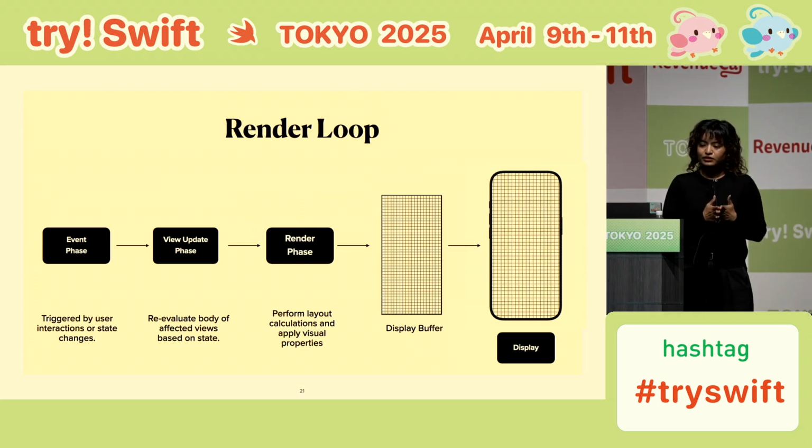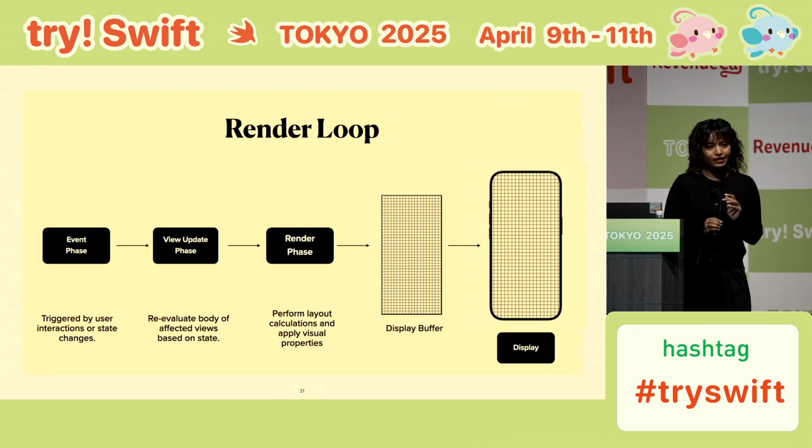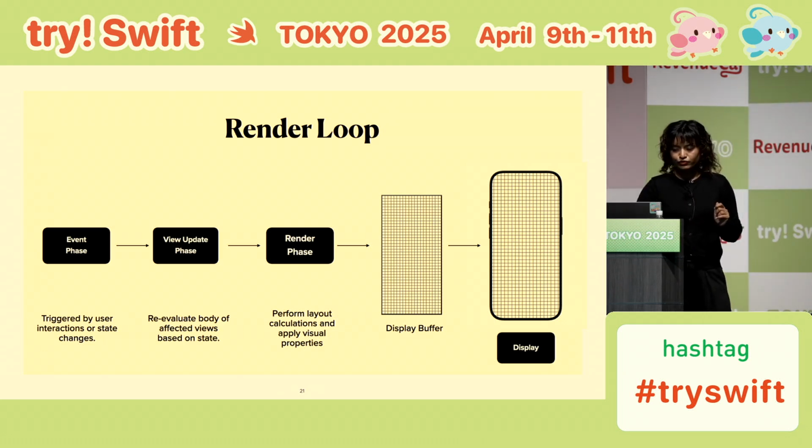This phase is where GPU takes the display buffer and executes all the drawing commands. It's converting the pixel data from the display buffer into final visual output for users to see. Right, so now that we've seen all of those phases, I want to show you a slightly different representation of this render loop.